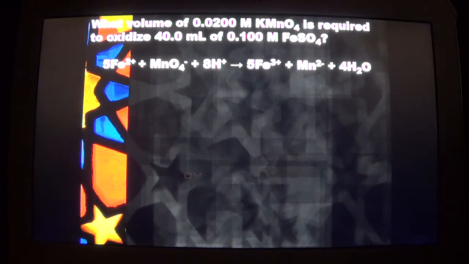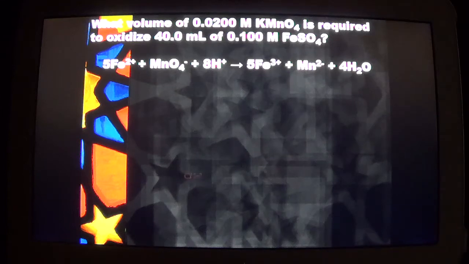So let's give an example. What volume of this amount of potassium permanganate is required to oxidize that amount of iron to sulfate? Here's the balanced chemical equation. And I know it's balanced because I checked the coefficients and I see that it's balanced.